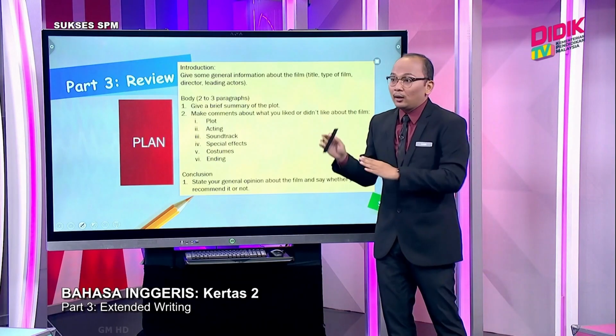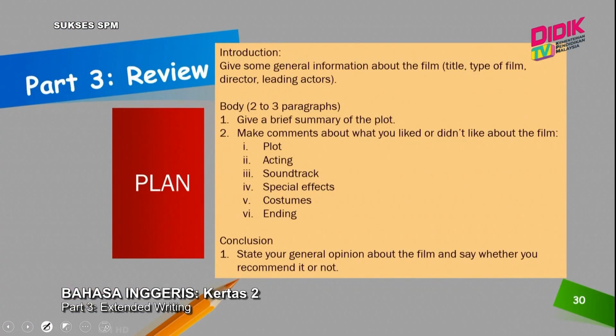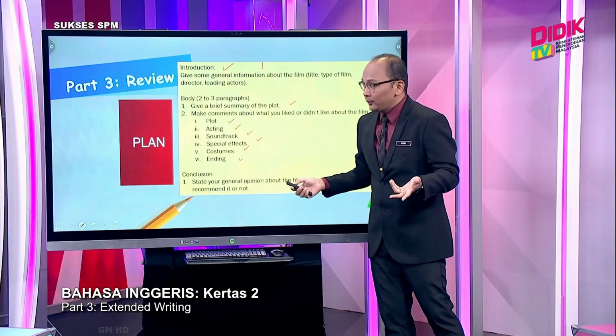Okay. Now, I'm going to show a little bit on all the writing. Okay. Yeah. So for review, for example, you must have your introduction. This one is reviewing a film. Okay. And then for the body, 2 paragraphs, you give a brief summary of the plot. Make comments about what you like or didn't like. Don't be afraid to put what you didn't like about the movie. So the body can be about plot, acting, soundtrack, special effects, costume, ending, and also state a little bit of the conclusion.